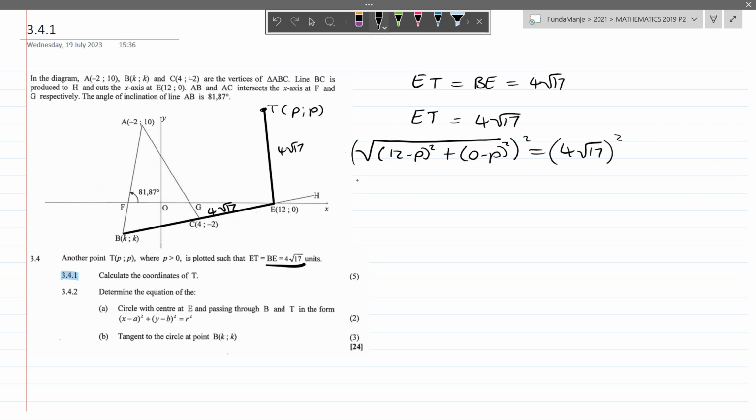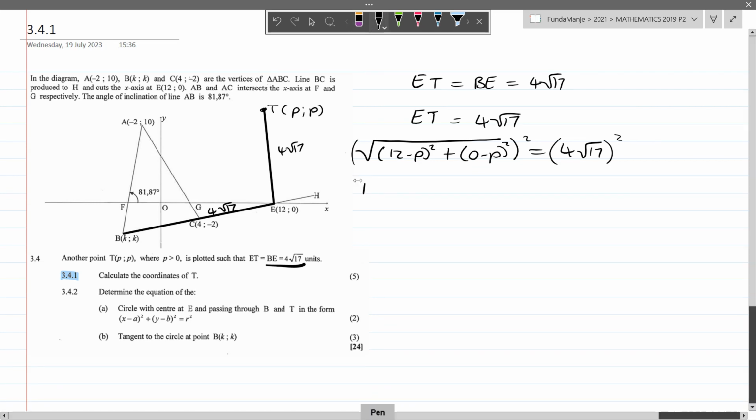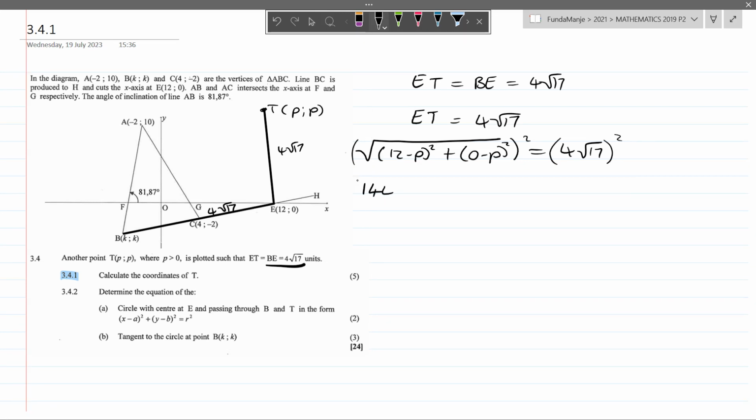By doing that, on this side I'll be left with (12 minus P) squared. We can expand that out, and that would be 144 minus 24P plus P squared, plus (0 minus P) squared, which is just P squared. And then on this side we have (4 root 17) squared. If you put this on your calculator, it returns 272.